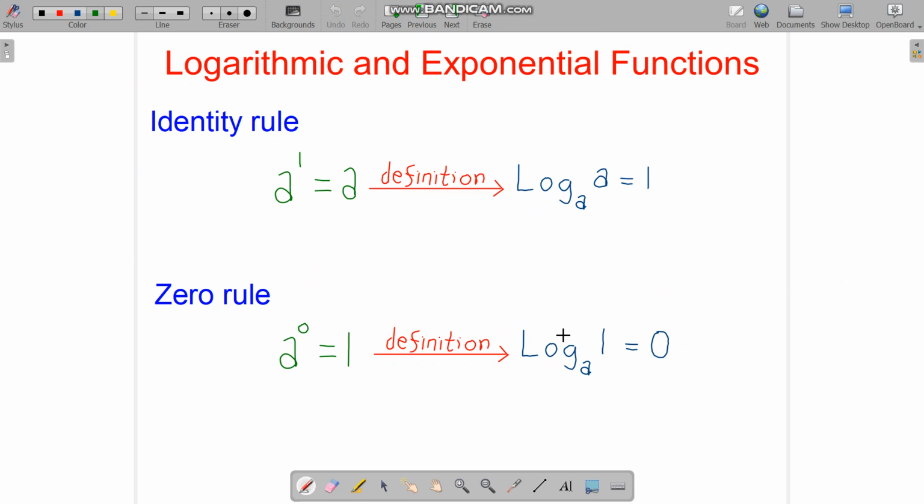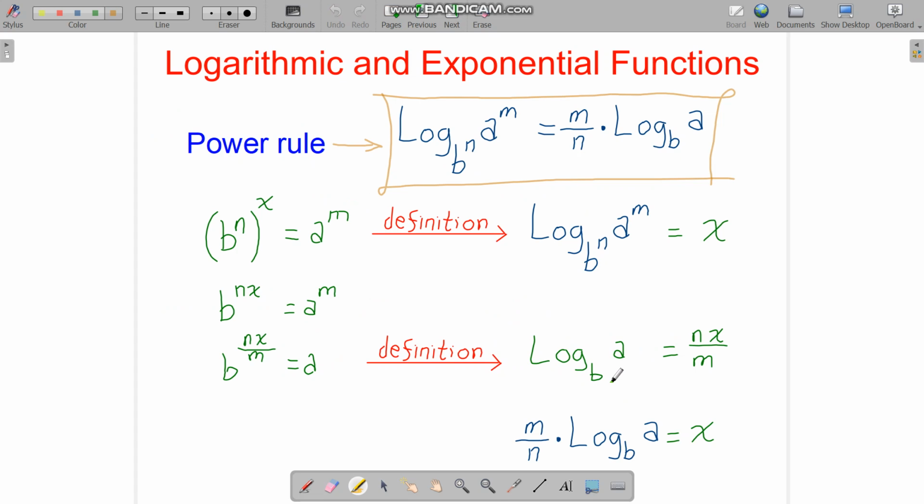Now to derive the identity rule, this is from the laws of indices. Whatever to the power of 1 is equal to that base, that number. So using the definition of logarithm, log a base a, this is the base, we get 1 of course. And again from the laws of indices we have this. So the inverse is log 1 base a equals 0.